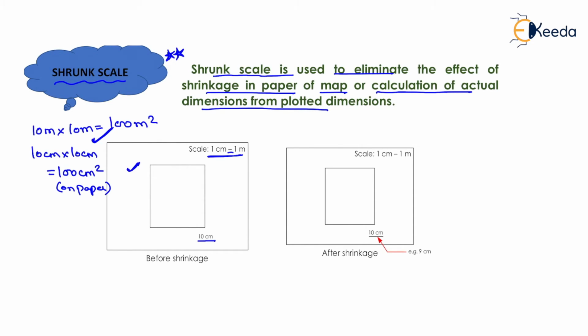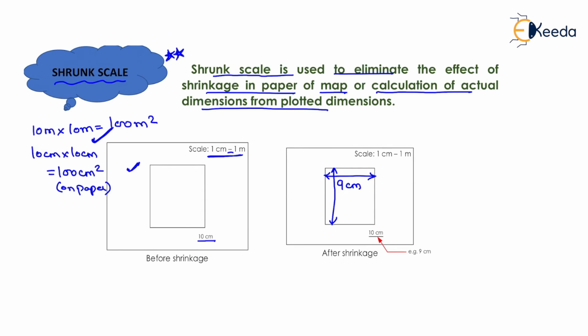Now, after 100 years, you will get this map. During these 100 years, shrinkage will take place in the paper. Due to the shrinkage of the paper, the drawing will also shrink, so the area of the map will get reduced. At present, if you measure this distance, it comes as 9 centimeters. Similarly, if you measure this distance, it will also come as 9 centimeter.